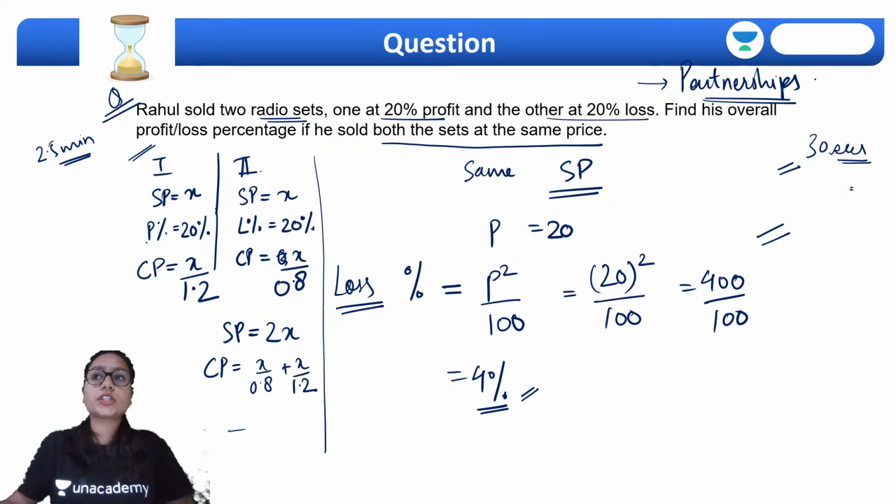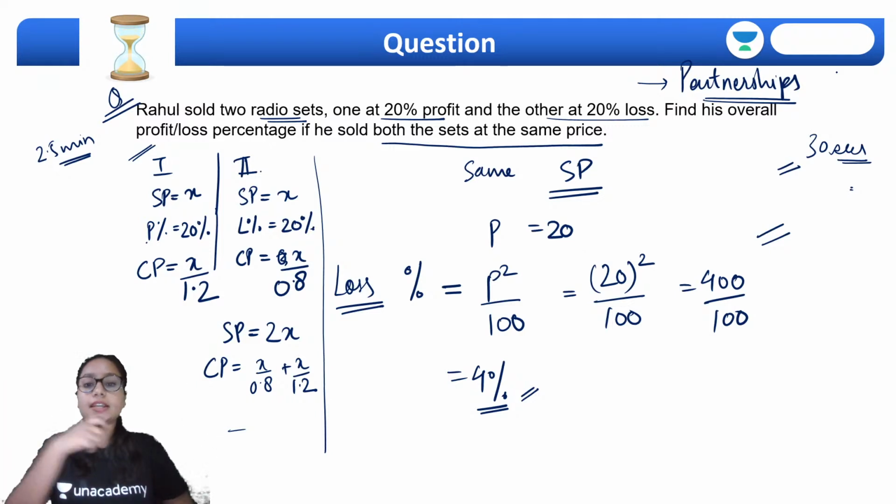Now, what types of questions come under partnerships? You might have come across questions where it is written that there are two people, A and B.